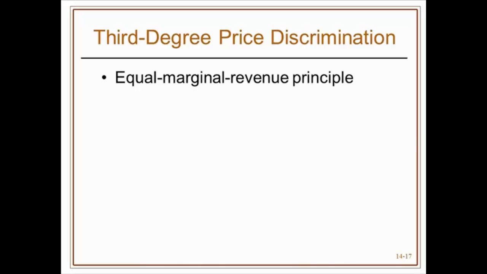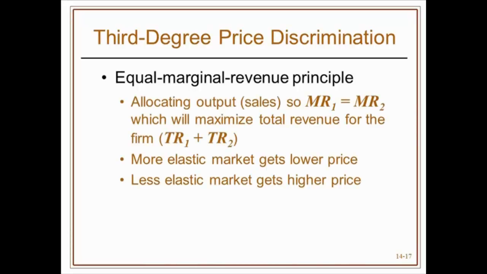Again, what the company wants to try to do is to allocate its output so that its marginal revenue is equal across all of its different markets. This is going to end up meaning that the more elastic market gets a lower price and the less elastic market gets a higher price. And that should make sense why that would happen.